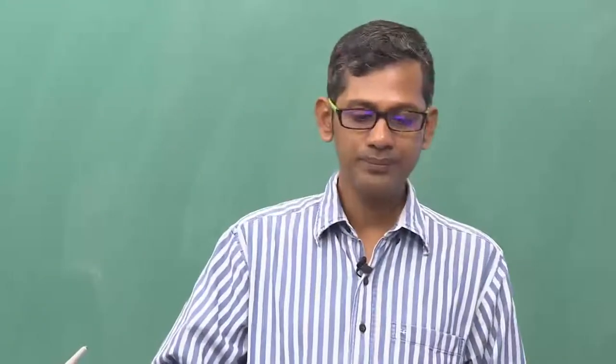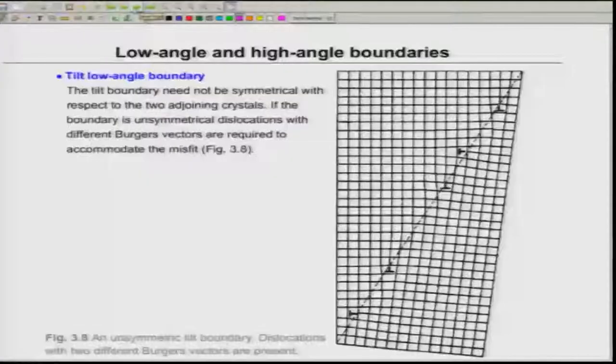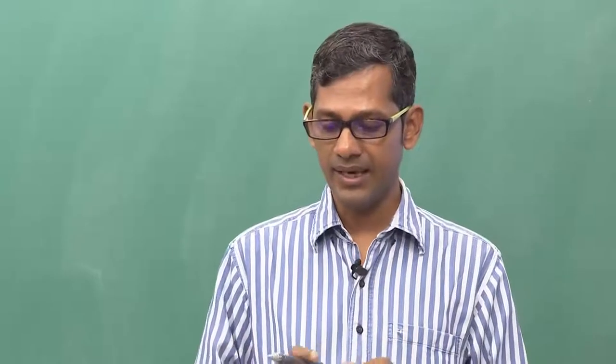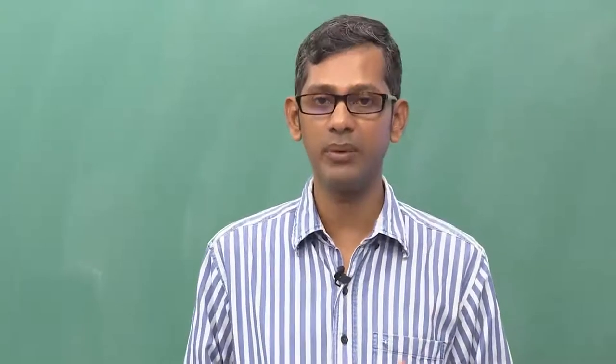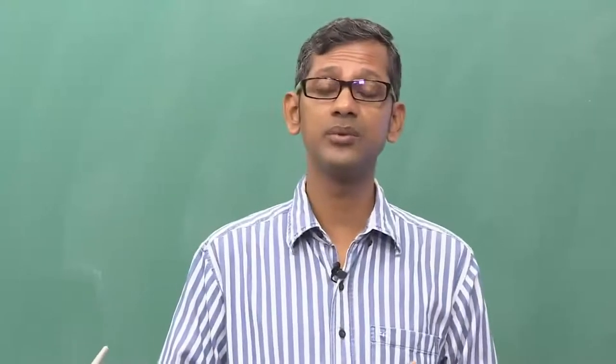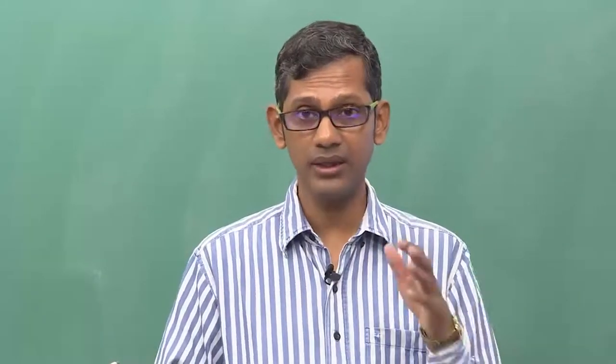Now, I consider tilt boundaries, which is what I am showing you here. A tilt boundary need not be symmetrical with respect to the adjoining crystals, though we always think so. It can be at an angle also. This is unsymmetrical, with dislocations of different Burgers vectors. You see here, the Burgers vector is different here than here. This is one type, this is another type. In an actual crystal this is what will happen; it will never be a straight, symmetrical line with all the dislocations arranged one after another. They can be at an angle, and therefore different Burgers vectors are required to accommodate the misfits, because misfits may differ locally, and that can be accommodated by putting in dislocations of different Burgers vectors. That is only possible in crystals which allow different Burgers vectors, not in many crystals.